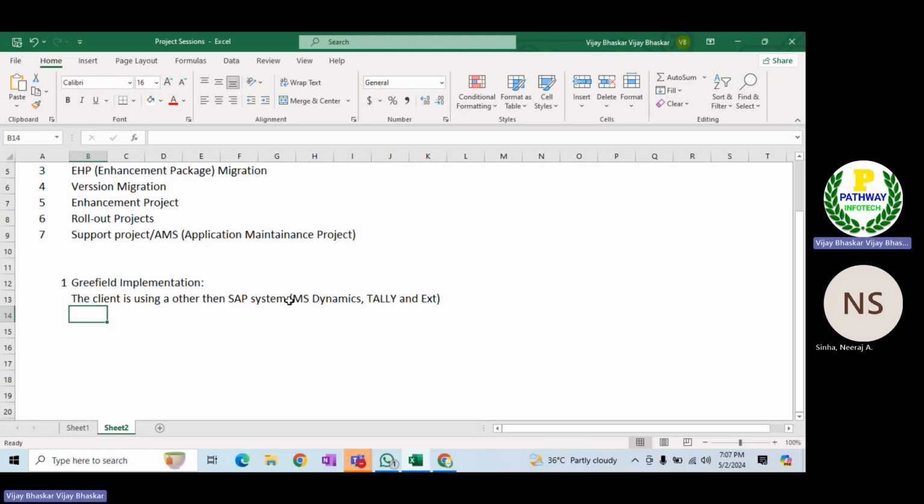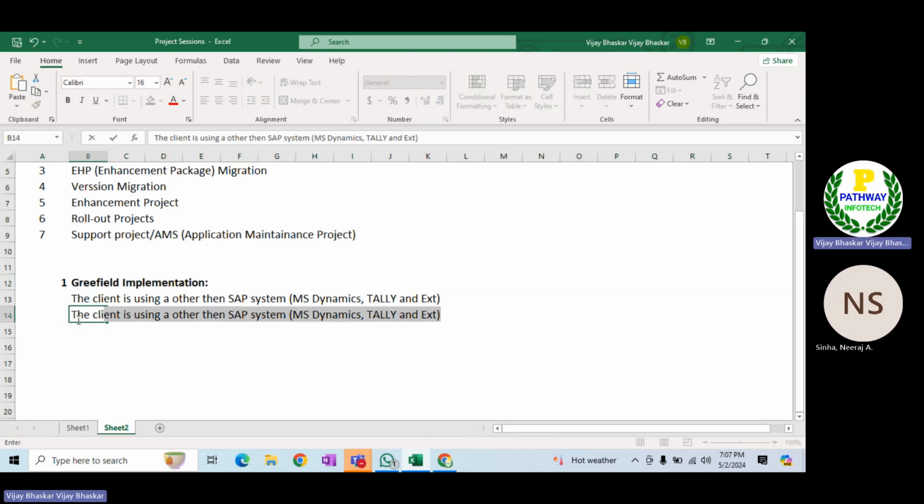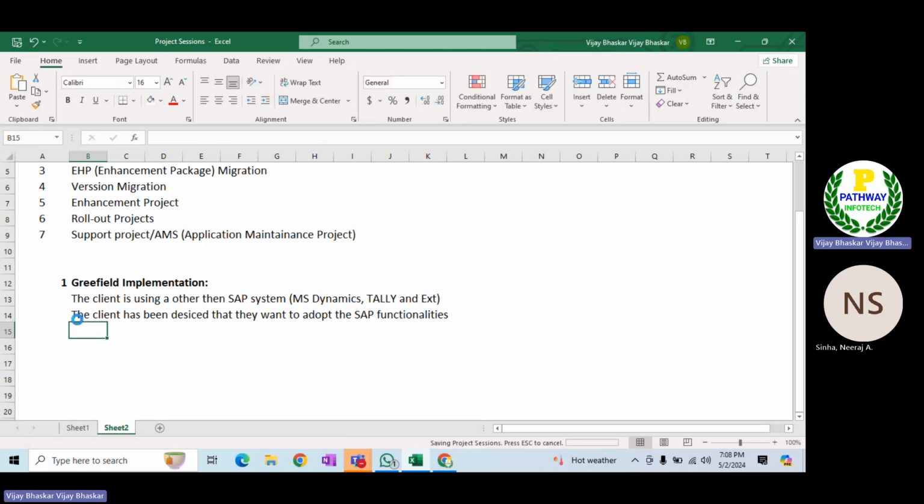So now the client is using a system other than SAP. Now they want to go for the SAP functionality. The client has decided that they want to adapt to the SAP functionalities. Everybody is saying that. What is the reason behind that?